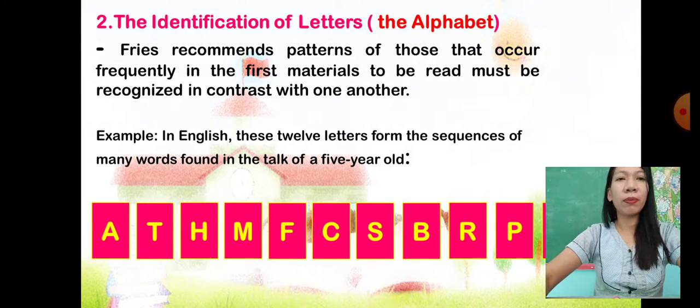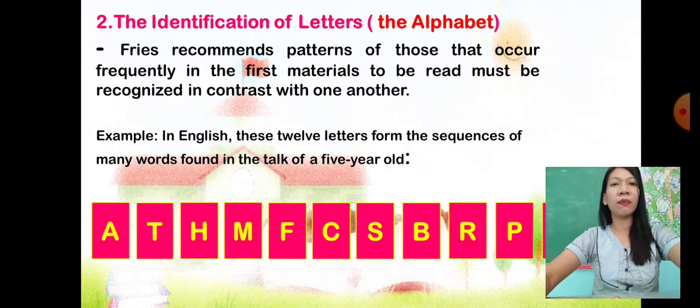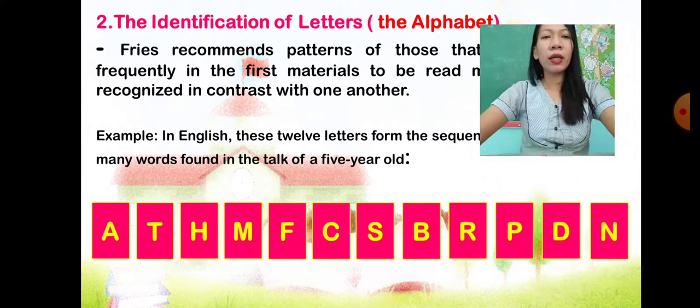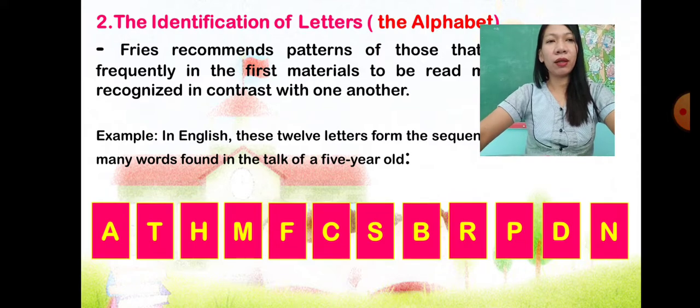Fries recommends patterns of those that occur frequently in the first materials to be read must be recognized in contrast with one another. For example, in English, these 12 letters form the sequences of many words found in the talk of a 5-year-old. So we have letters A, T, H, M, F, C, S, B, R, P, D, and N.